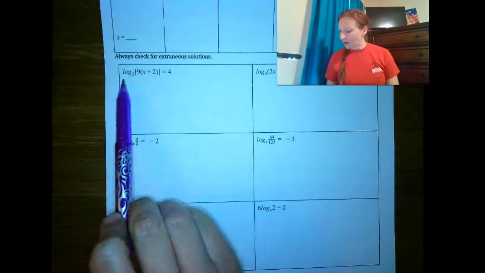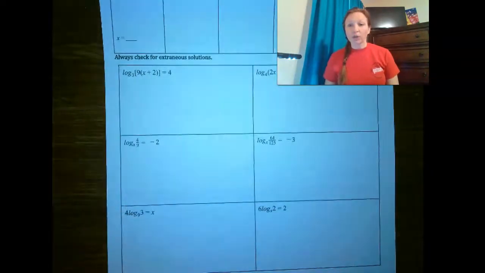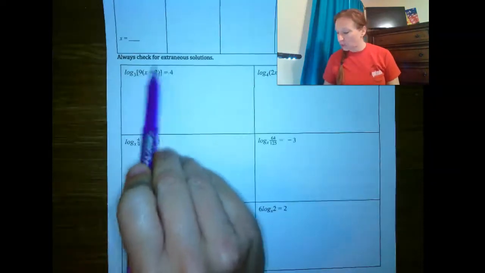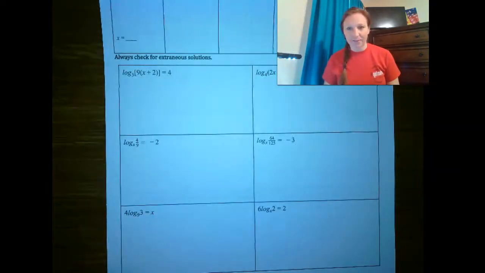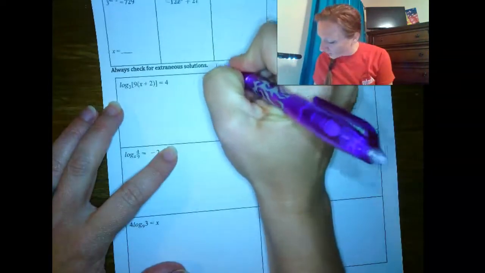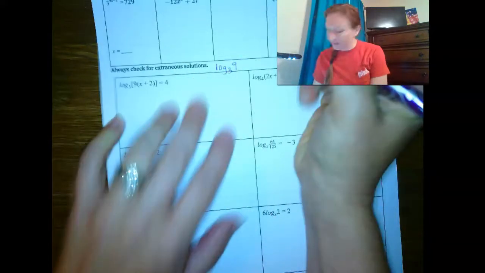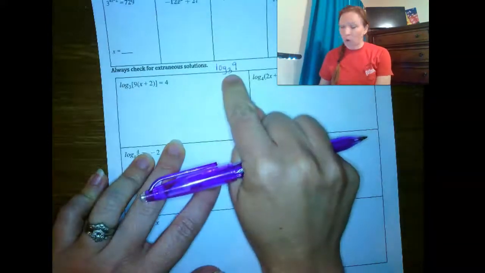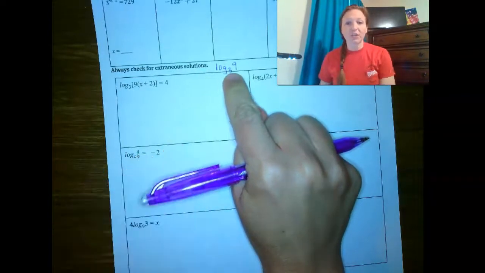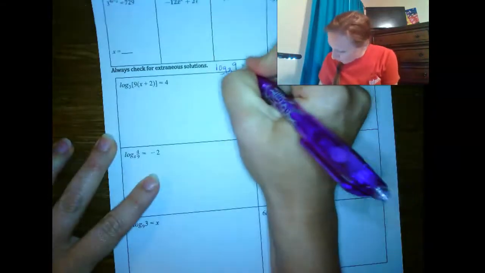I see here I have an equation. Remember, this part is called the argument. When we are looking for extraneous solutions today, be sure that the argument is never negative. The reason is because remember what a log actually represents. If I, for example, have this, I know that the question this is answering is 3 to what power is 9? Well, 3 squared is 9.